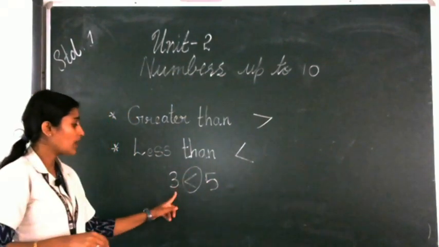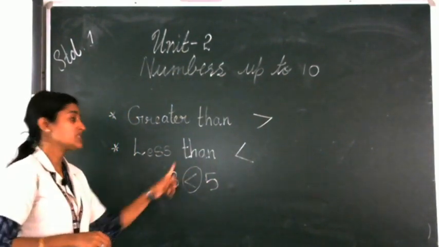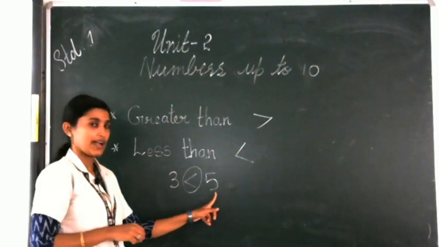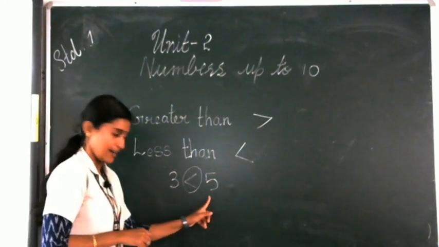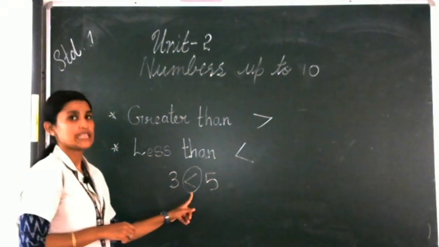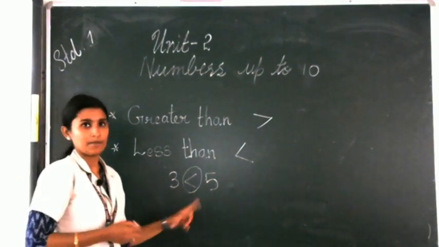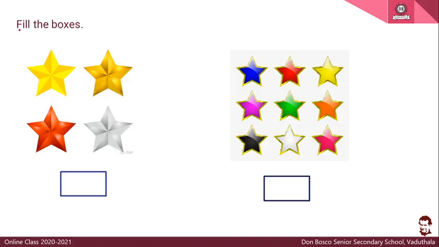So which is the smallest number? 3. And which is the biggest number? 5. So we say that 3 is less than 5. And this is the symbol for less than. Now can you do this one yourself? Count the number of stars and find which is less. Do it yourself.